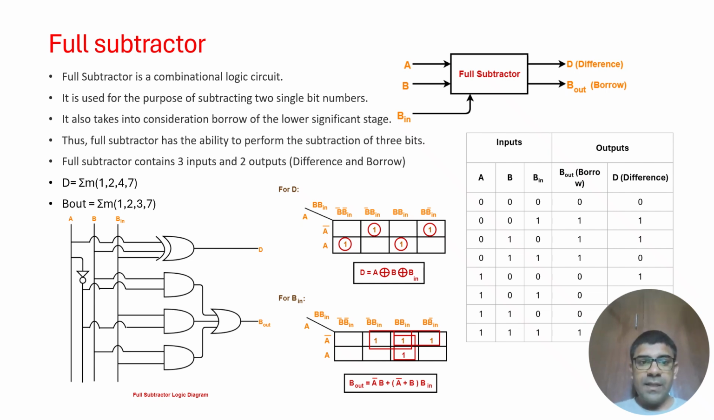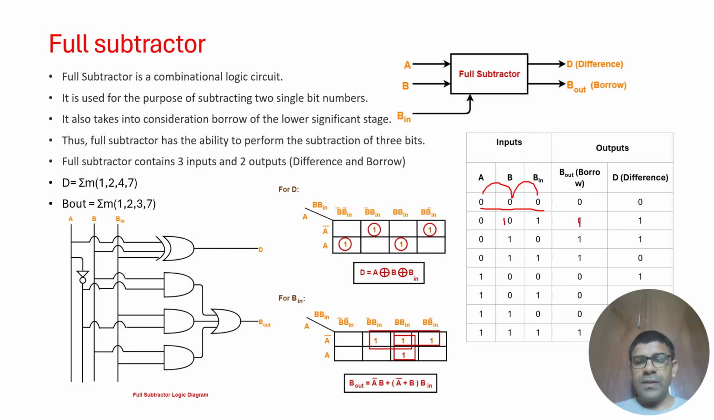Next, full subtractor. Same, we're going to do a 3-bit subtraction, so A, B and B in are the input variables. The outputs are B out, called borrow, and D, called difference. Now we are doing a 3-bit subtraction. 0 minus 0 is 0, again 0 minus 0 is 0, so no difference, no borrow, both are 0, 0. Next 0 minus 0 is 0. Then 0 minus 1 is not possible, so we get a borrow. Borrow is 1, this 0 will be converted into 10, so 10 minus 1 is 1.